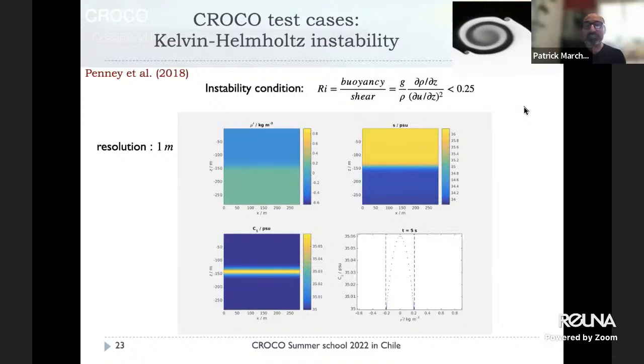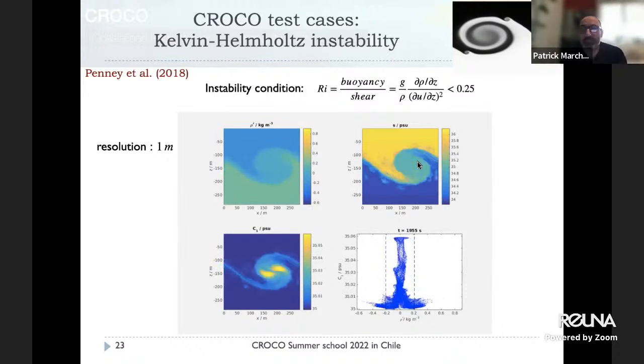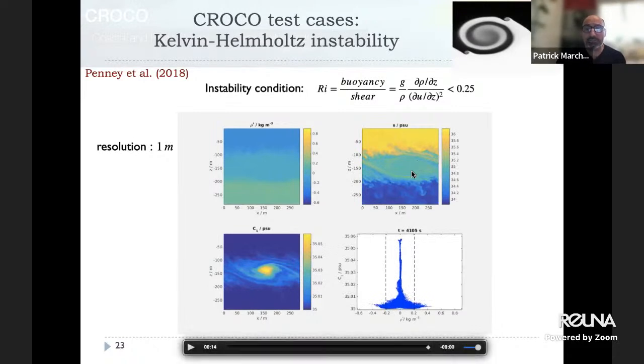And there are still a lot of people that are trying to study the Kelvin-Helmholtz instability as a fundamental process, in particular the way it mixes the layers of fluids. Here I will show just a quick animation from Penne, and it shows the destabilization of the fluids in the Kelvin-Helmholtz instability. I can play it again.